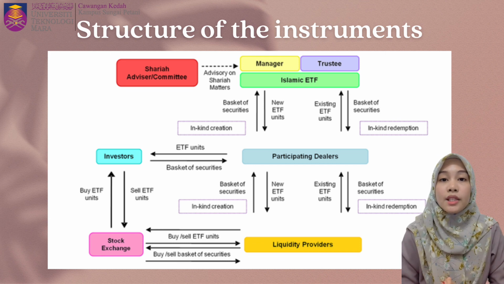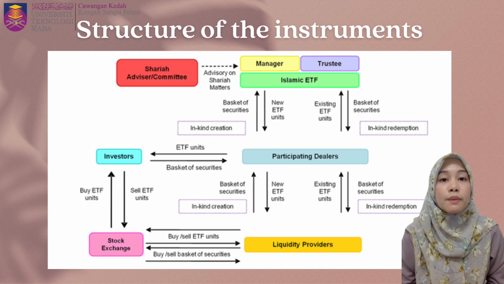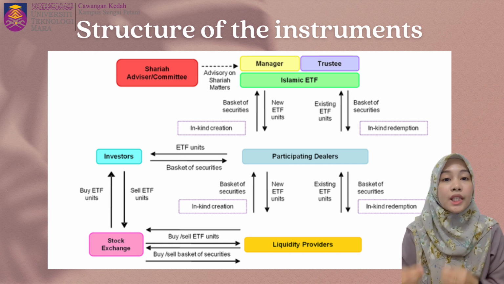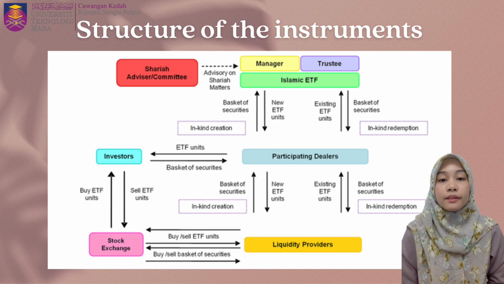And the last step is that at the time of redemption, the participating dealers will accumulate and deliver to the manager and trustee the specific number of ETF units. In exchange, the participating dealer will get back the perfect basket.